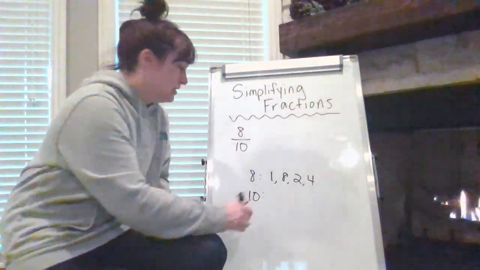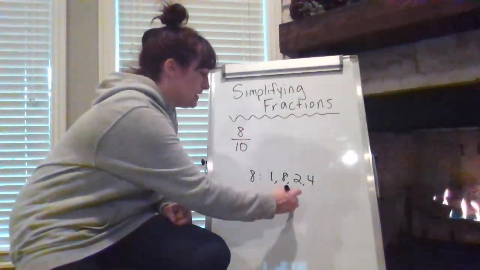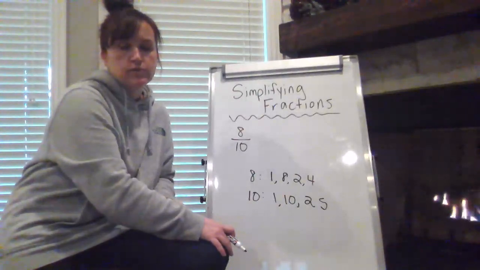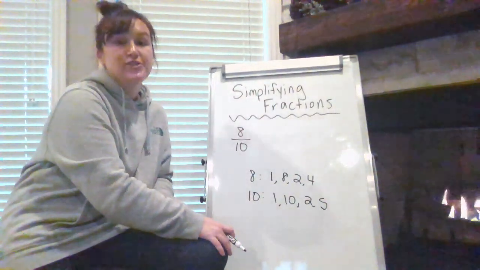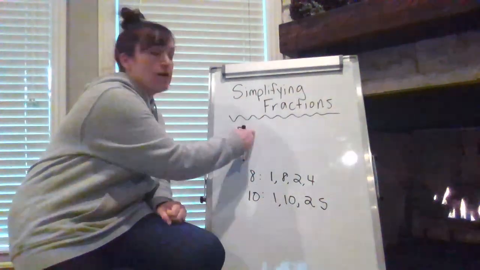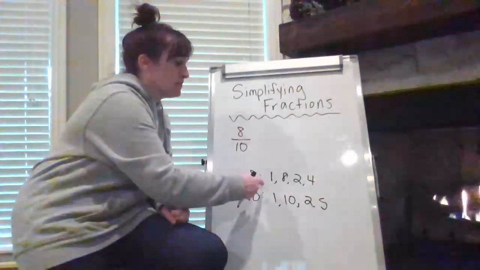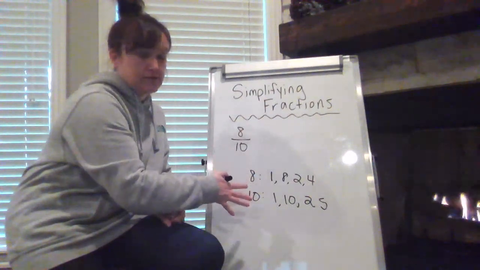That's all I can do. Let's do the same for 10. 1 times 10 and 2 times 5. So, which one do they have in common? 2. Now, we could have already done this because these are both even numbers. But you're not going to get it wrong if you do the factor chart.